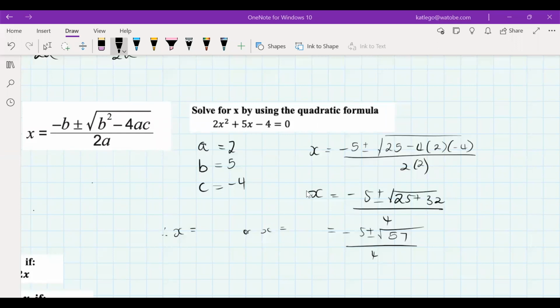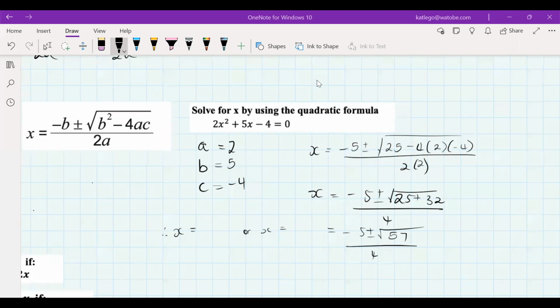Whoever is wondering why we would need a quadratic formula, that is for factorizing. Where is the 25 coming from? It is b squared, man. Did you not square your b? 5 is b, right? So it's just 5 squared, just 25.